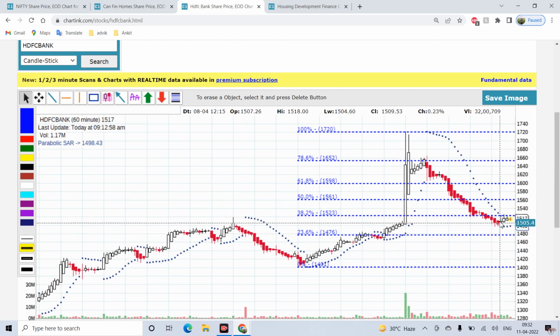If you look at the last 1, 2, 3, 4 candles, it tried to hit 1517 and was not able to penetrate on the upside, which is, I would say, a negative sign. I wouldn't say very negative, but negative. The chances are it may again come down and test something around 1476. So 1470 or 1480 looks like the next support point.